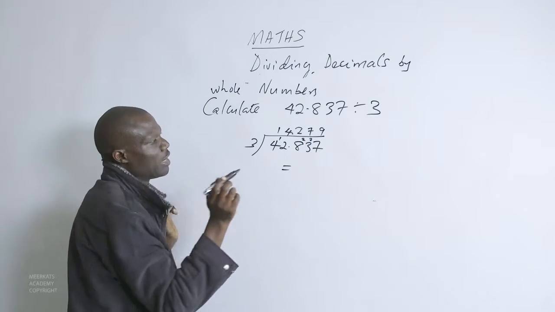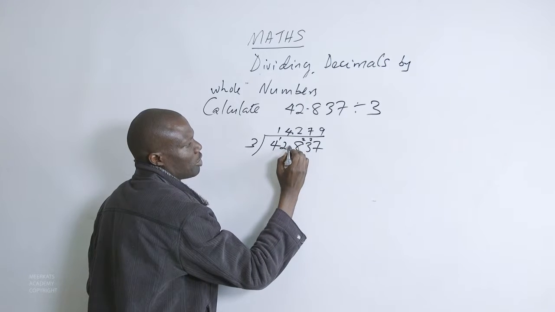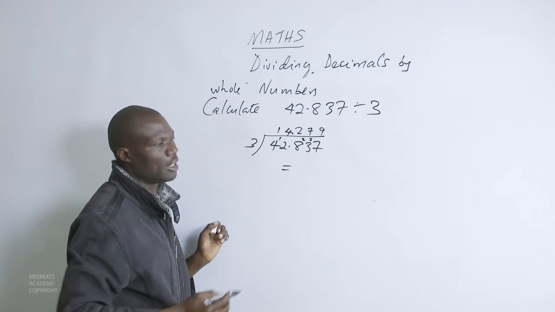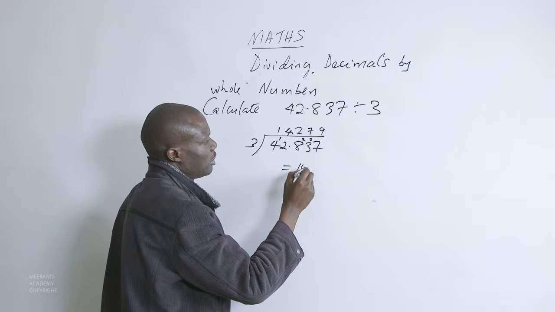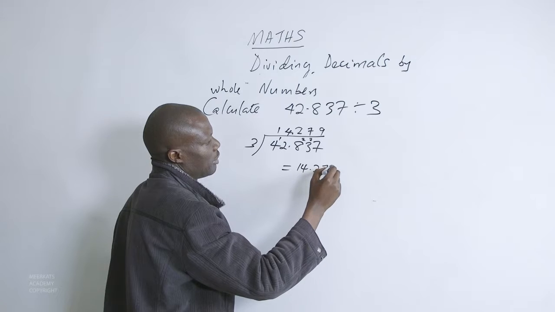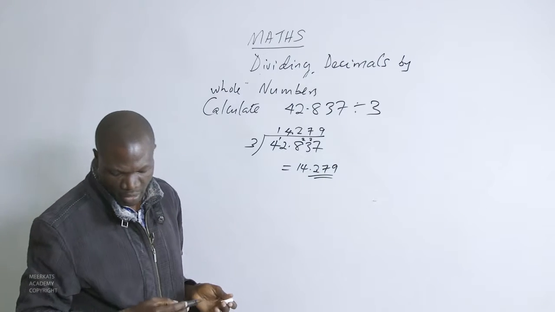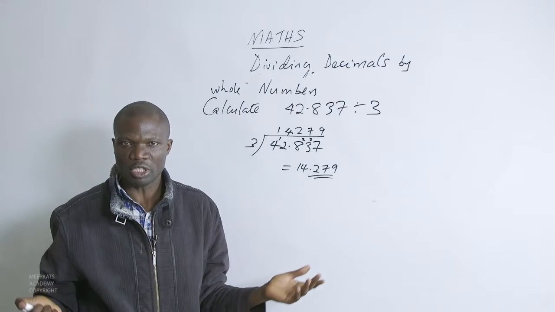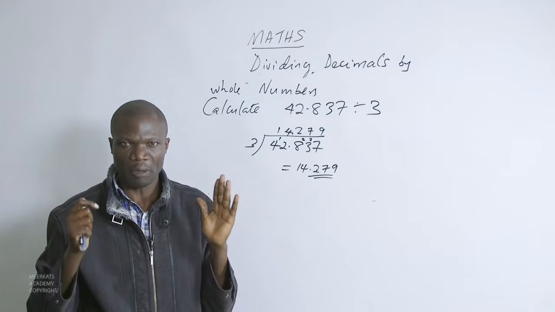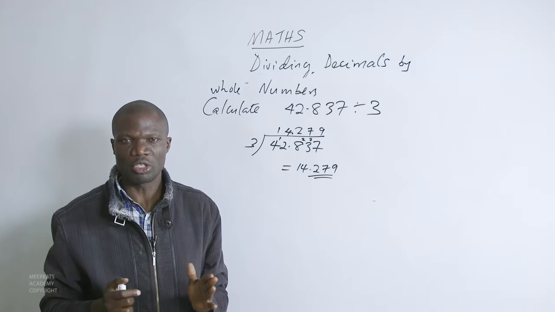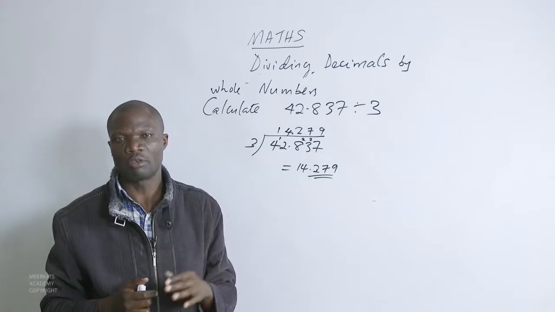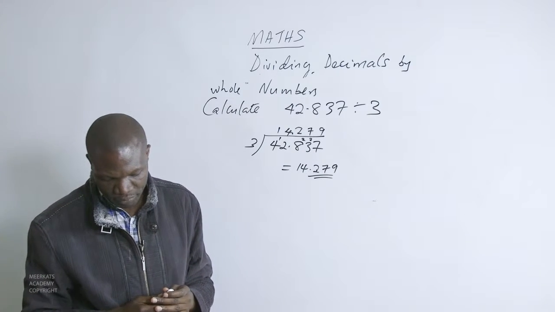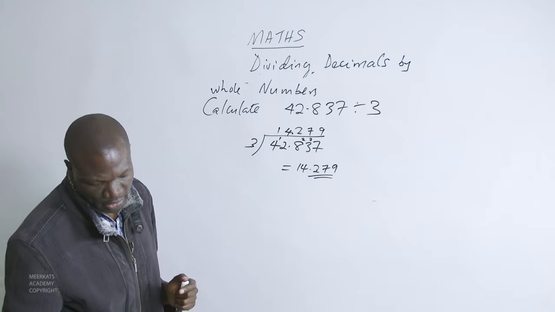But the main thing that we need to observe is the position of the decimal point for the quotient and the dividend. So we find that our answer is 14.279. So in that question, you remember that the division was carried out as normal, but we remember the position of the decimal point should be straight above the dividend as you divide. Let us look at the second situation.